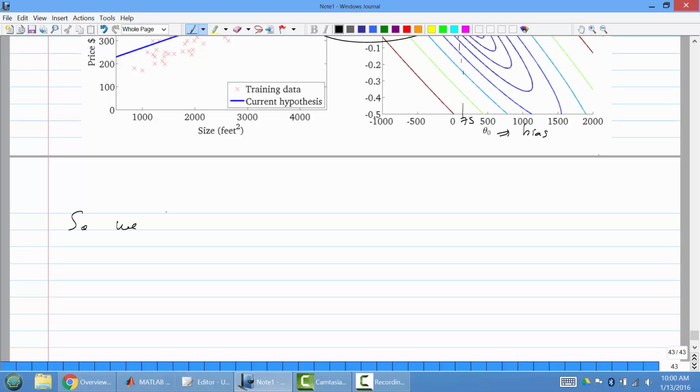So we know what we need to do. We have this surface, and we have to figure out where along this surface the minimum is going to be at, and that should probably give us the best parameters.